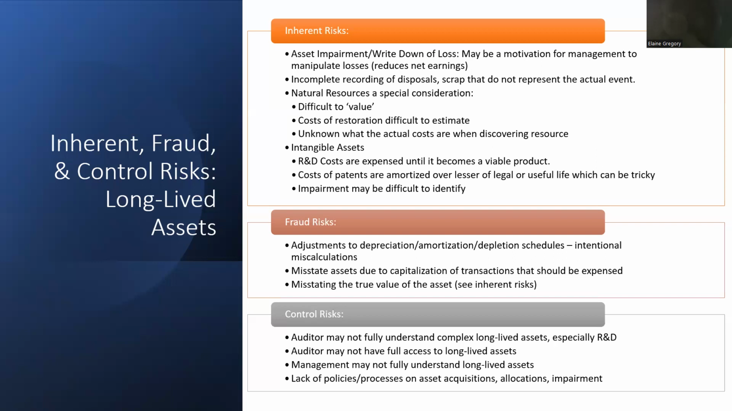Management may not understand how they need to record the transactions and valuations surrounding long-lived assets. And finally, the entity may have lack or inadequate policies and processes on long-lived asset acquisitions, allocations, impairments, disposals, scrap, whatever.